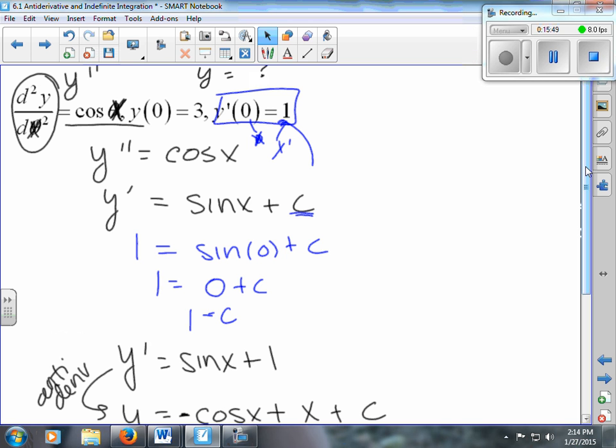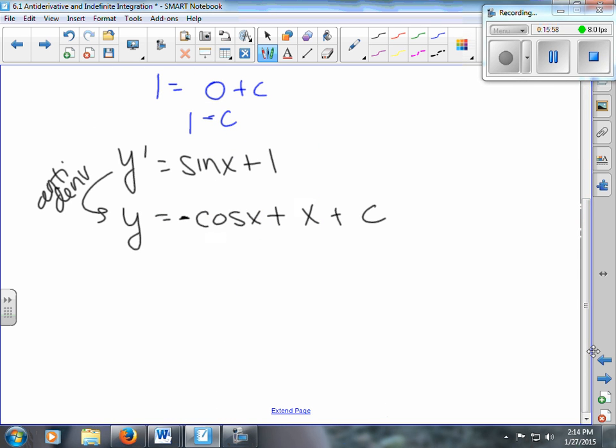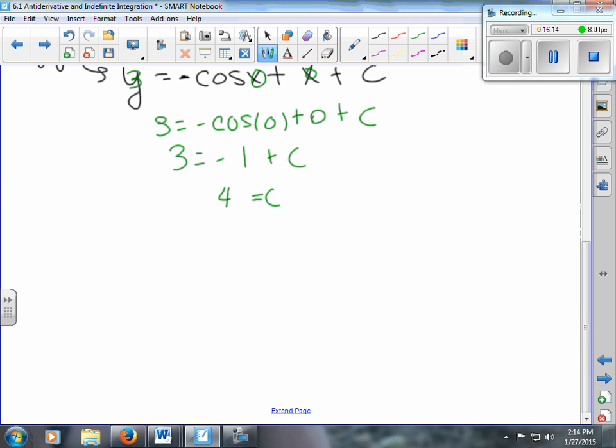Now I'm going to use the other point that they gave me. This point is about the original y. If x is 0, y is 3. So I'm going to replace x with 0 and y with 3. So 3 is negative cosine of 0 plus 0 plus c. What's the cosine of 0? It is 1. And so c is 4. So my final answer is y equals negative cosine of x plus 4.